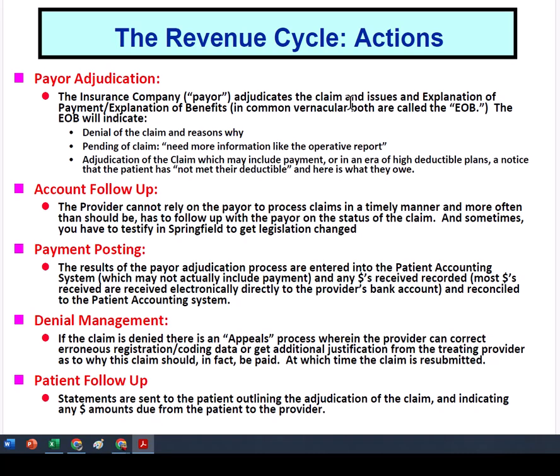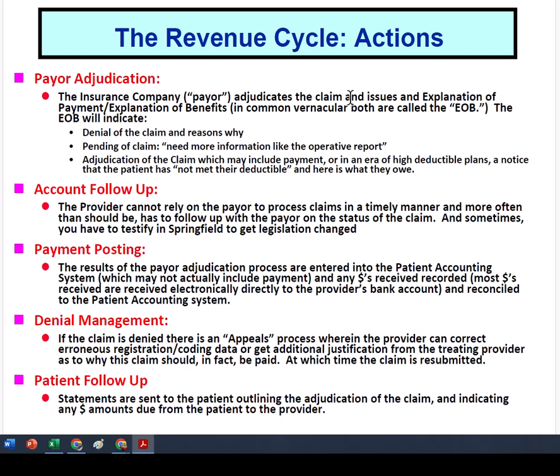Let's say the payer hasn't responded to you in a timely manner, then there's account follow up. Hey, what's going on with the claim? In a perfect world, this would be minimal. Unfortunately, it's not a perfect world.